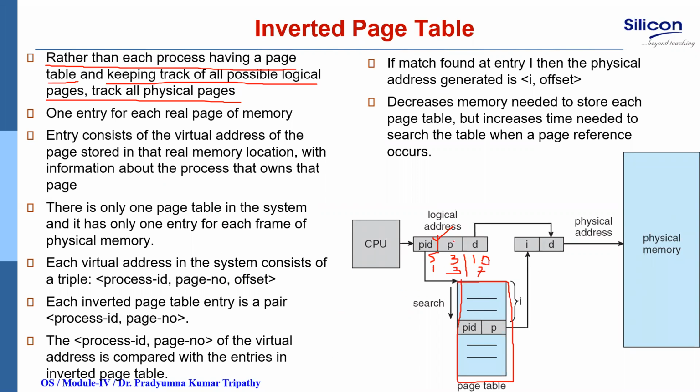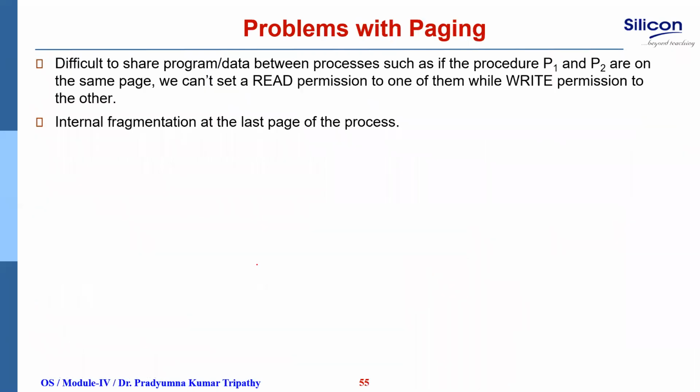So we have 3 entries in the logical address in the inverted page table: the process ID, page number, and offset. First it goes to the particular process ID, then the page number, and then it goes to the offset. This is called the inverted page table.